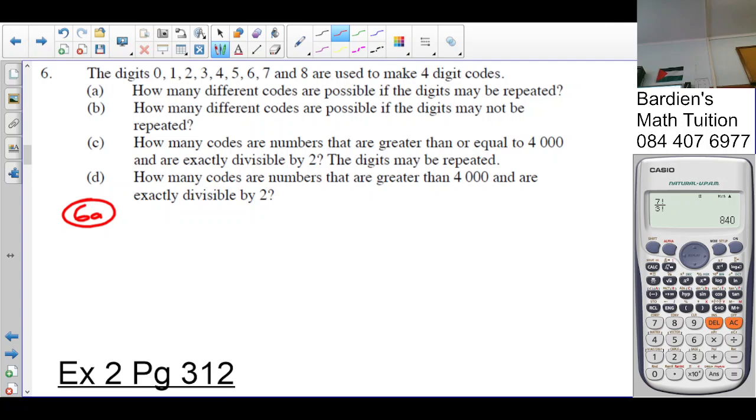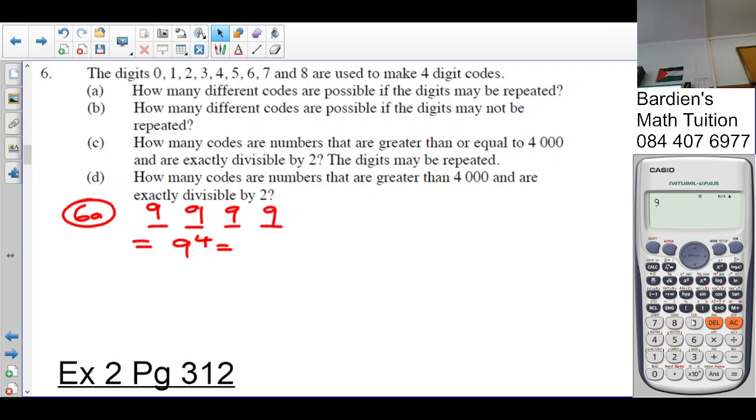How many bits do I draw? 4. How many options do I have here? 9. Then may be repeated. 9. Then 9. So in other words, this is 9 to the exponent 4. Why? Because it's a 4-digit code. Okay? So it's 6561. Then look at B.